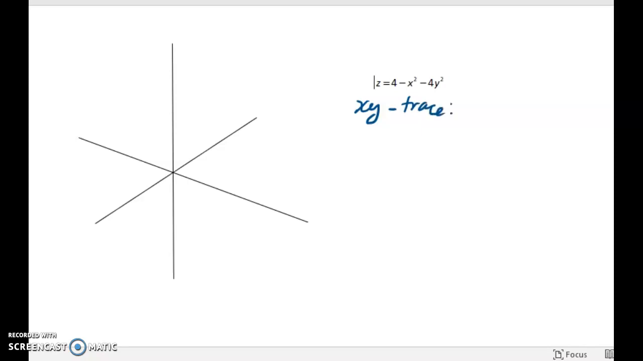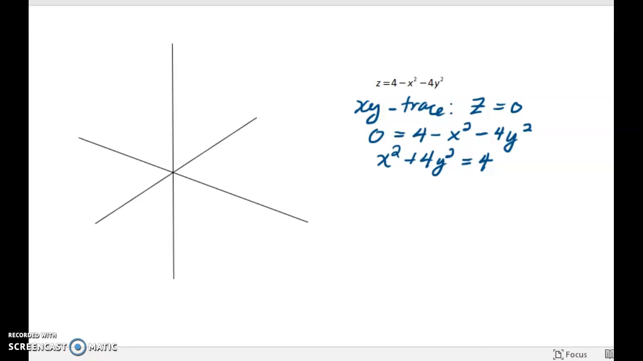The xy trace is defined by z equals 0. And if I let z equal 0 in this equation, I get 0 equals 4 minus x squared minus 4y squared. And if I rewrite that as x squared plus 4y squared equals 4, I see that that's the equation of an ellipse.